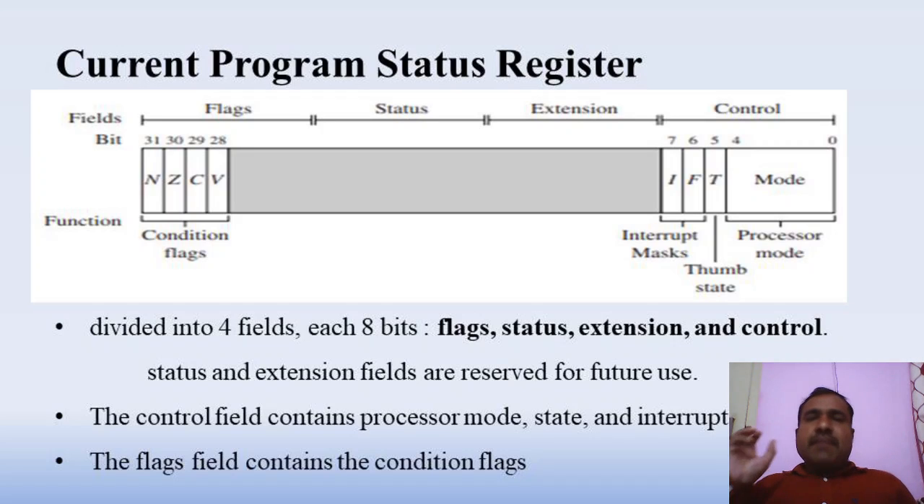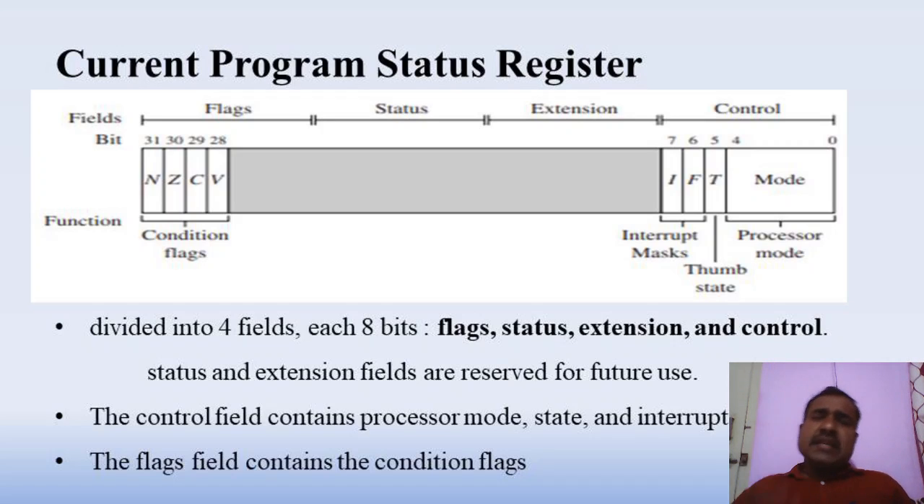This particular register stores the information about our processor, like which flags have been raised, which mode the processor is in, whether interrupts have been masked or not, or whether it is in the thumb mode. All this information is stored in the CPSR.